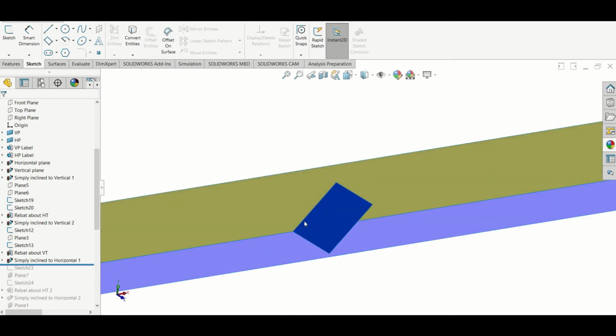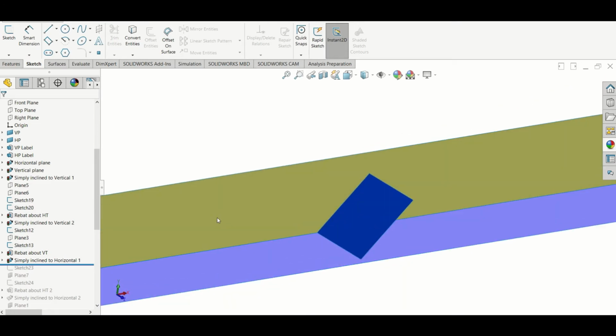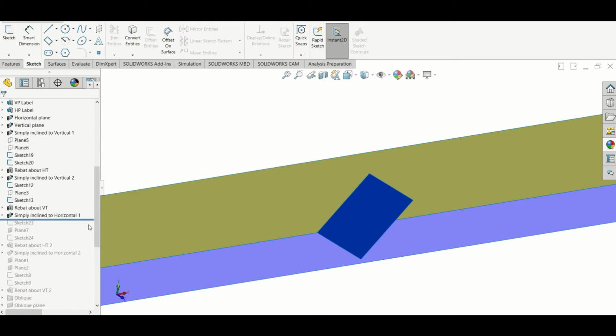It appears much smaller than it is in reality. So we might be asked this again. We have a vertical trace up along here, the line of intersection with the vertical plane. We have a horizontal trace coming out here. We might be asked to rabat this plane about the vertical trace or about the horizontal trace, and we need to be able to do that.